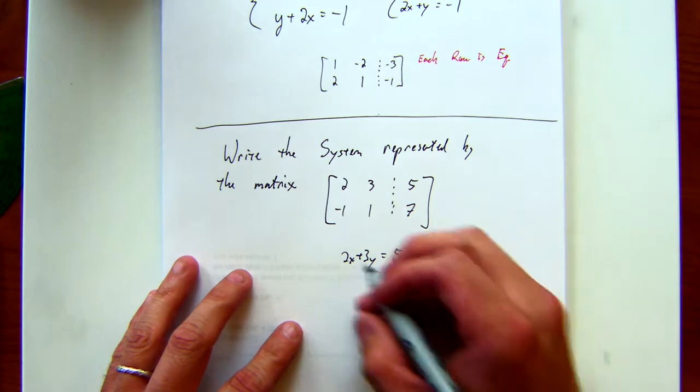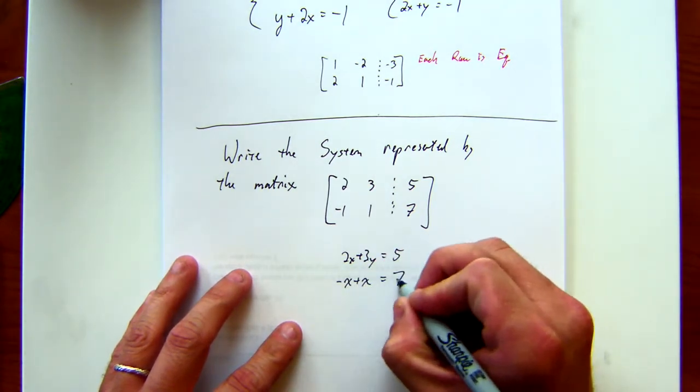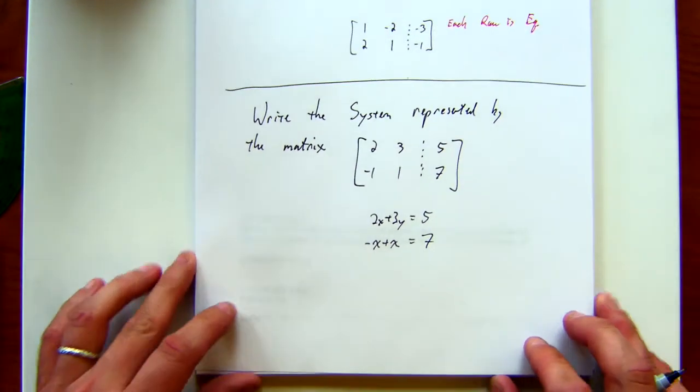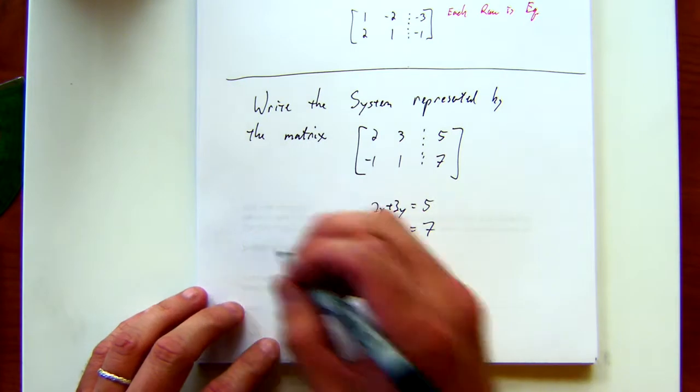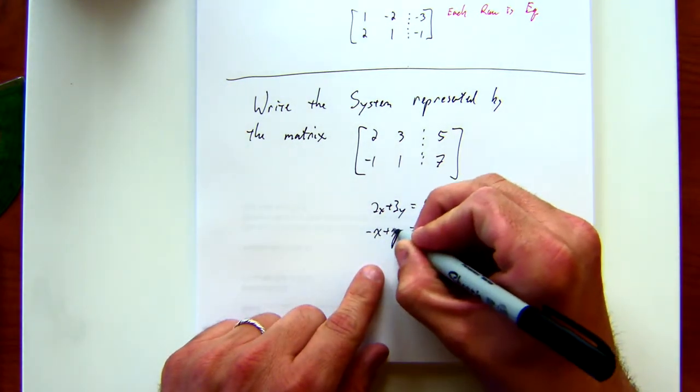And the last one? Negative x plus y is equal to 7. Everybody okay? That's a y, yep. Thank you.